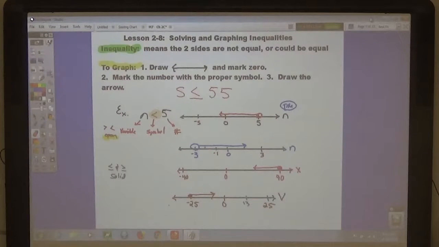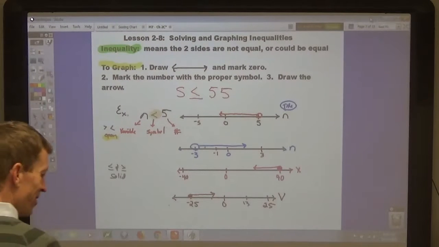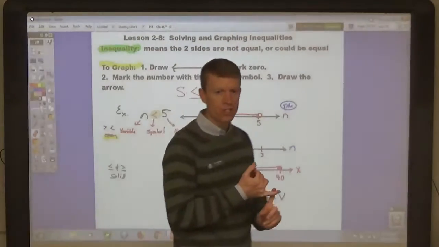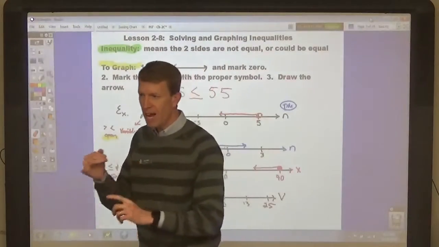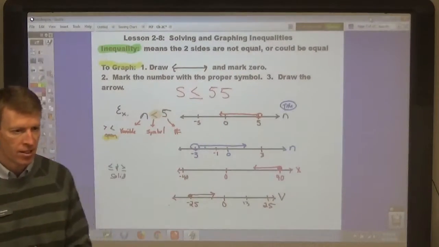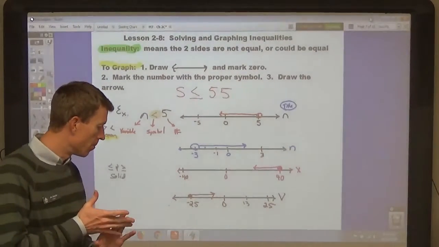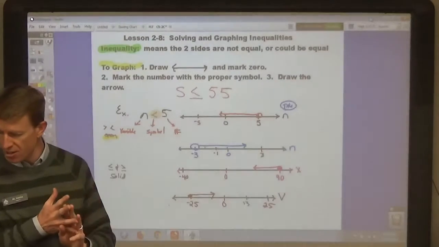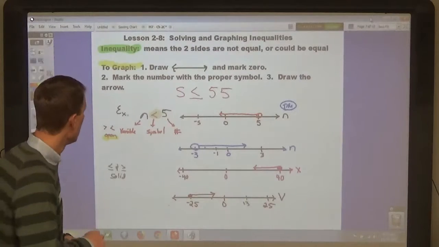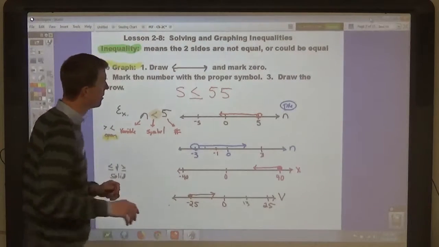So, sixth graders, seventh graders. We've gone through how to solve equations that involve adding and subtracting and multiplying and dividing. And you've learned how to prove your answers. And today we're going to move on to what are called inequalities.